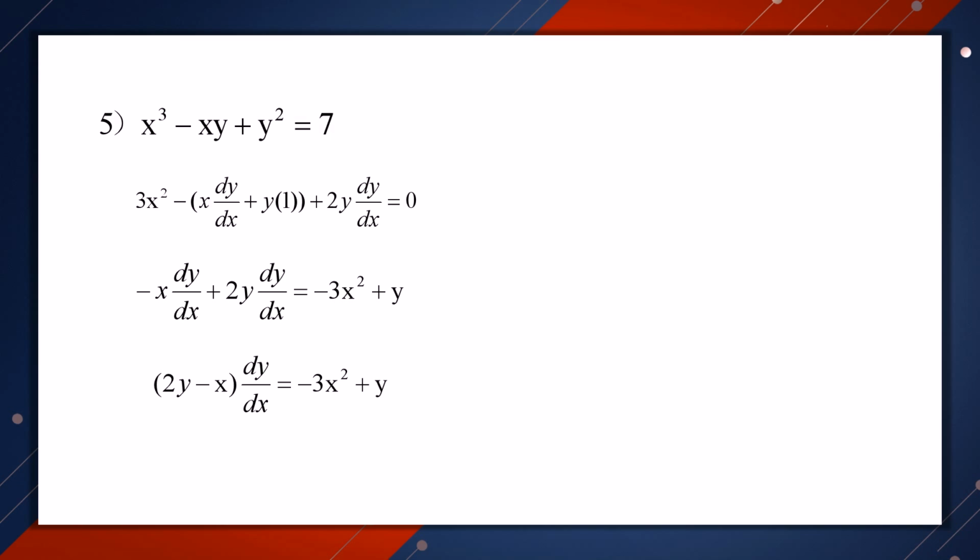2y minus x times dy over dx equal to negative 3x to the power of 2 plus y. And then we move the 2y minus x to the other side, and we got the final result: the derivative of y equal to negative 3x to the power of 2 plus y over 2y minus x.